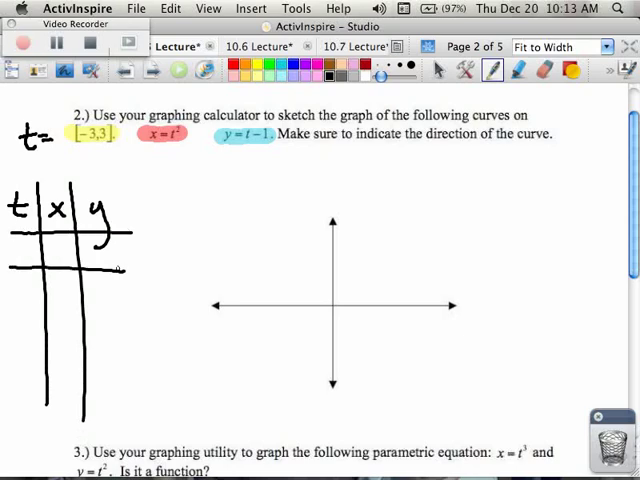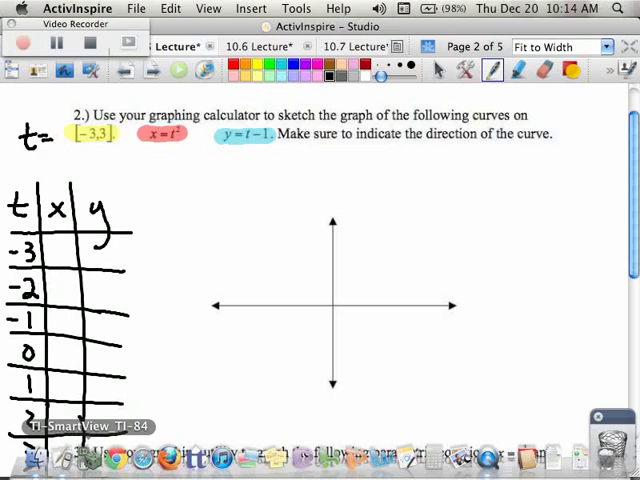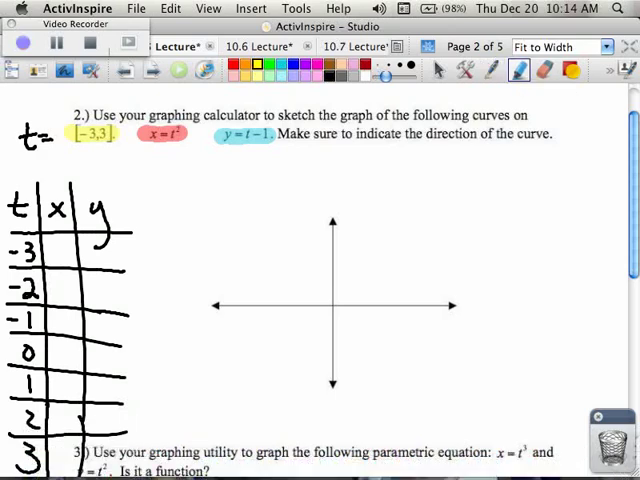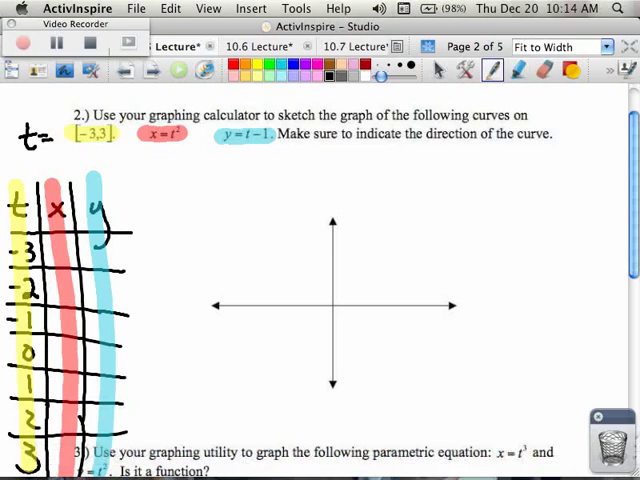And they tell me that my t starts at -3, so I write down -3, then -2, then -1, 0, 1, 2, and 3. And this first column will be all the things that I chose for t from my brackets. The next column will be all of my x values that pop out. And then the third column will be all my y values that pop out when I plug in those t values.